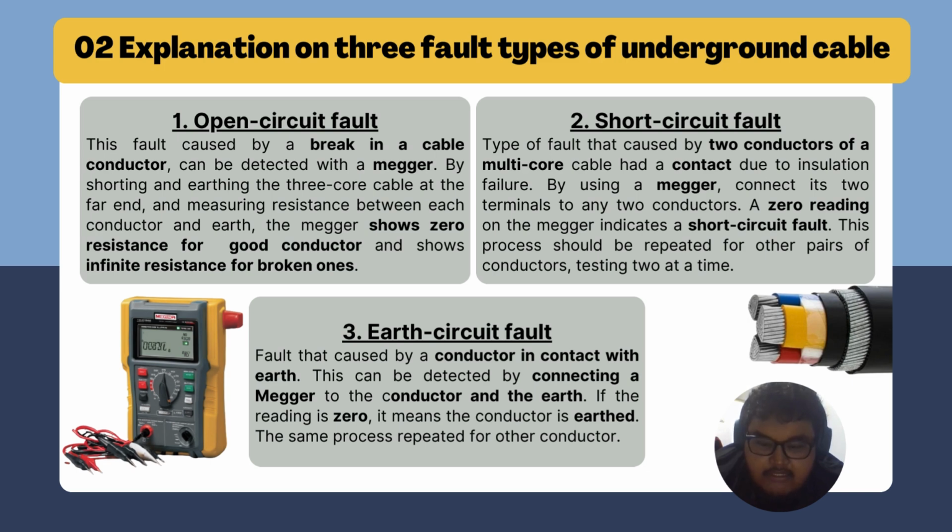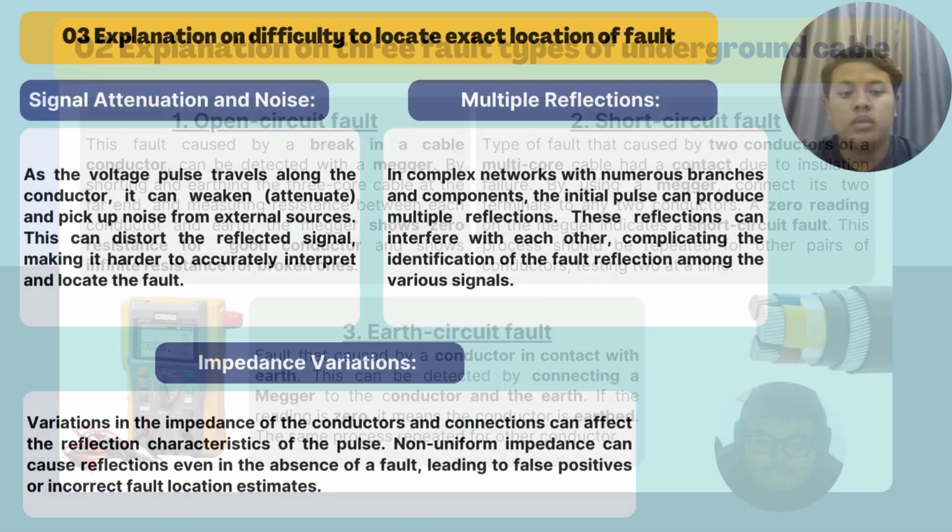The last one is the earth circuit fault, which is caused by a conductor being in contact with the earth. This can be detected also by connecting the megger to the conductor and earth. If the reading is zero, it means the conductor is showing the earth circuit fault.